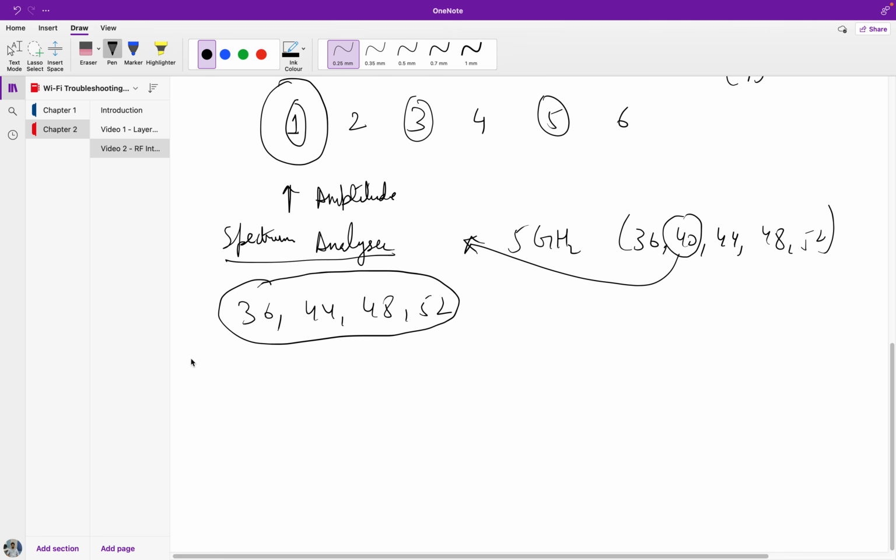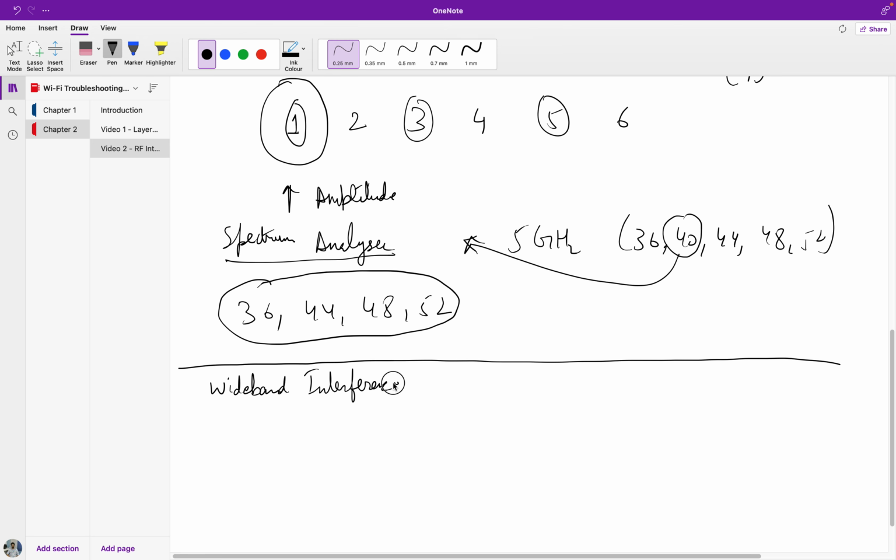Now the second interference type is a wide band interference. Okay, now as the name suggests, it basically does something similar to narrow band, but instead of jamming one particular frequency, it jams the entire range of frequency. So in 2.4 gigahertz, for example, it will jam the entire 72 megahertz of spectrum. So 2.401, where it starts, goes all the way to 2.473, that is 72 megahertz.